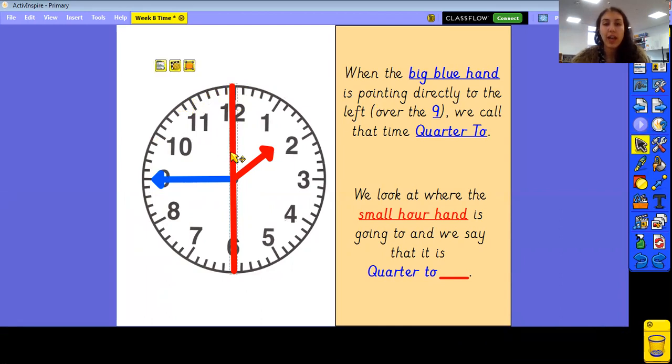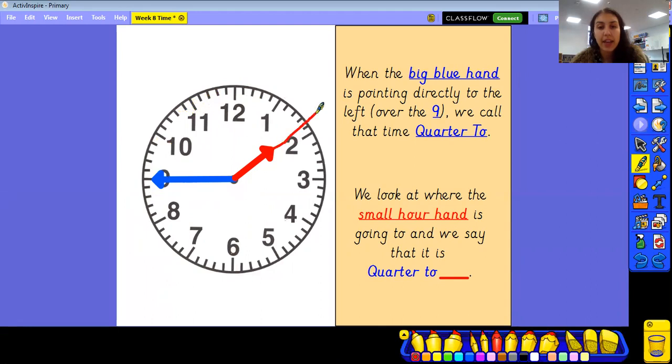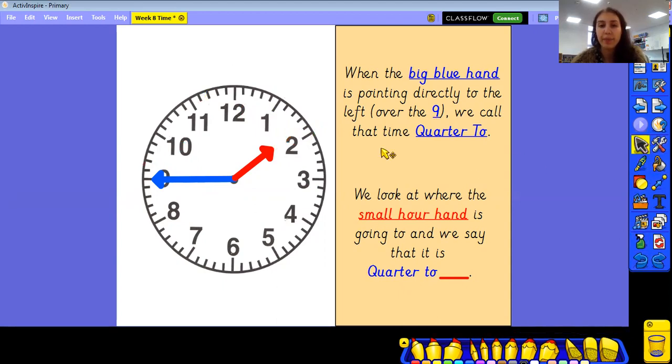So if we have a look at our red hour hand, we can see that if it carried on moving forward, like it would do if our blue hand got to the next o'clock, it would be going to 2. So we say 1/4 to, and I can see it's going to 2. 1/4 to 2. Let's have a look at a different one then.